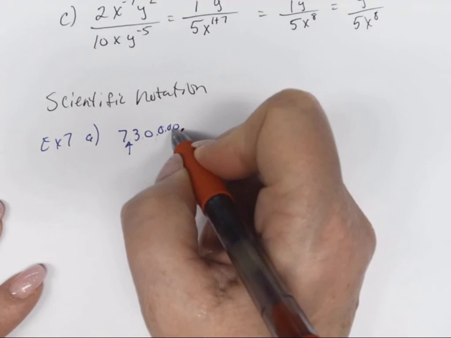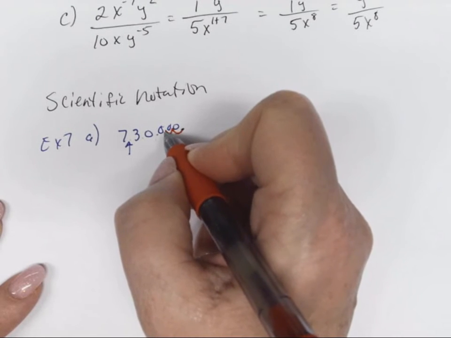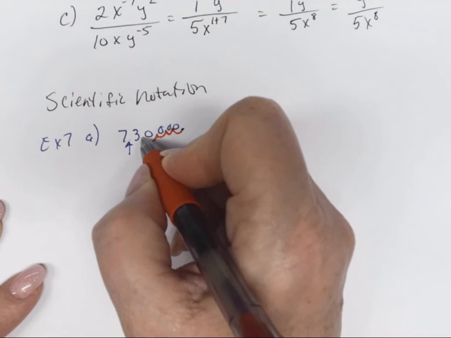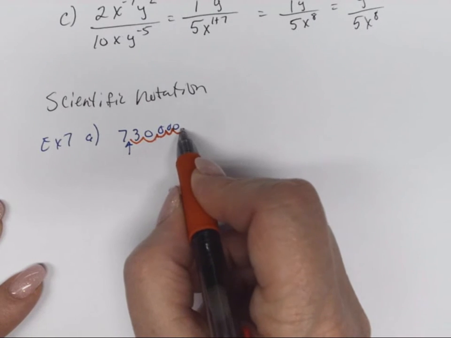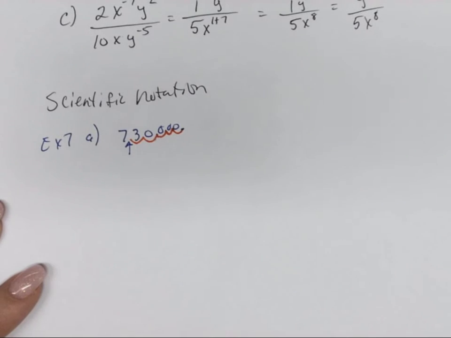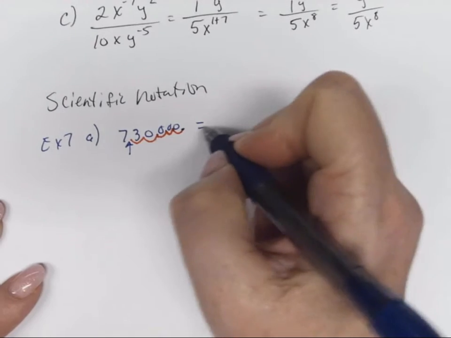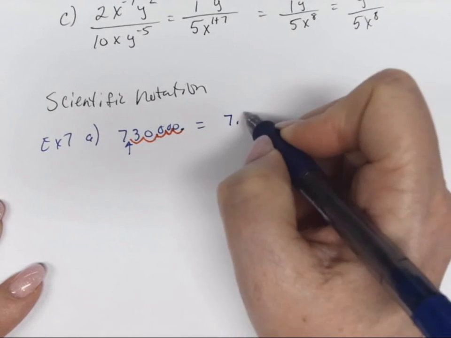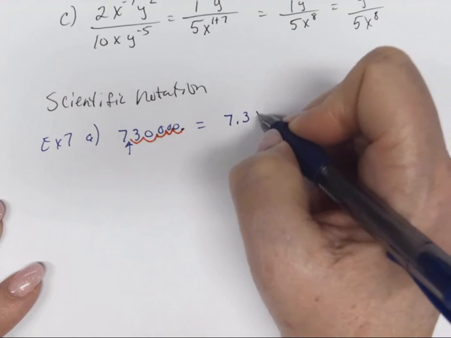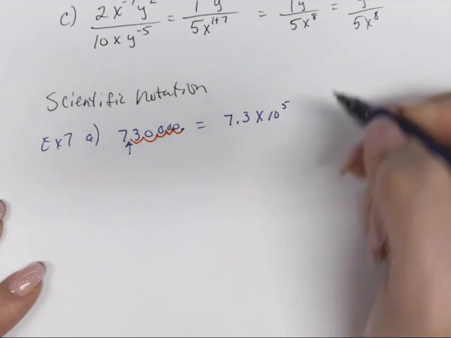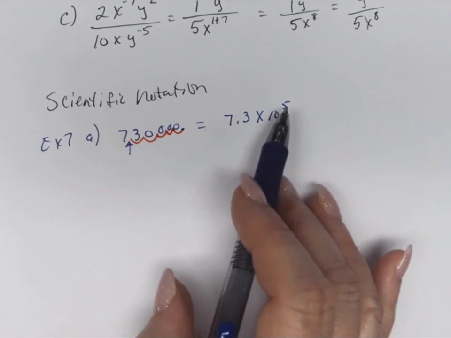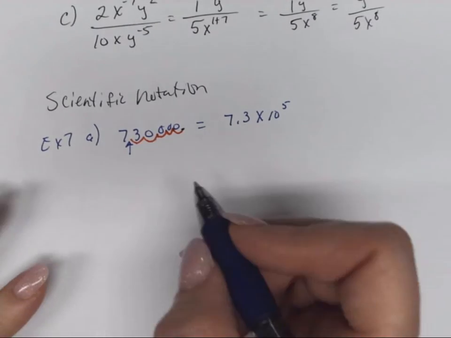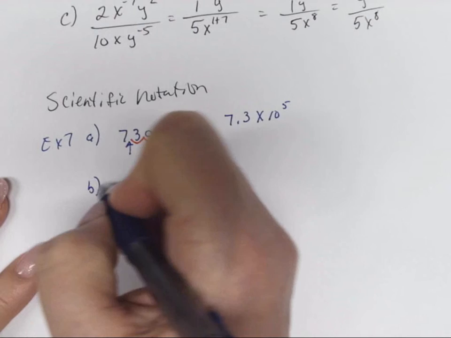I usually do little loops. There's 1, 2, 3, 4, 5 places it took to move the decimal from here clear over to here. So that means our number will be 7.3 times 10 to the positive 5. Because it was a bigger than 10 number, it's a positive exponent. All right, let's look at another option.